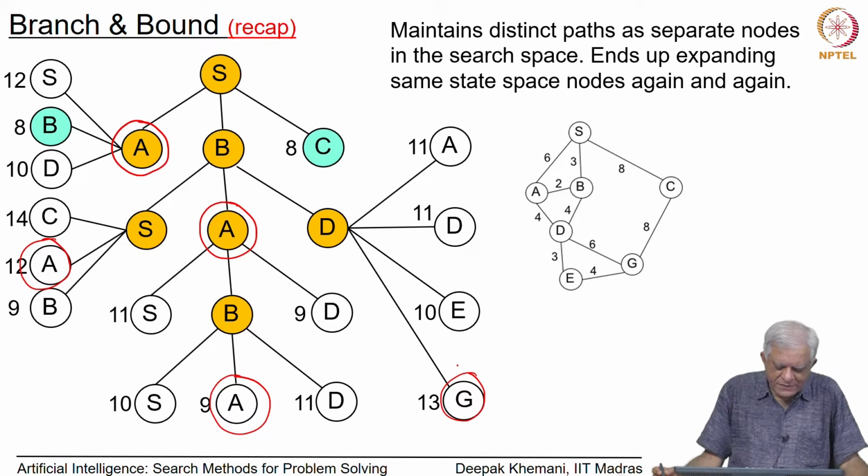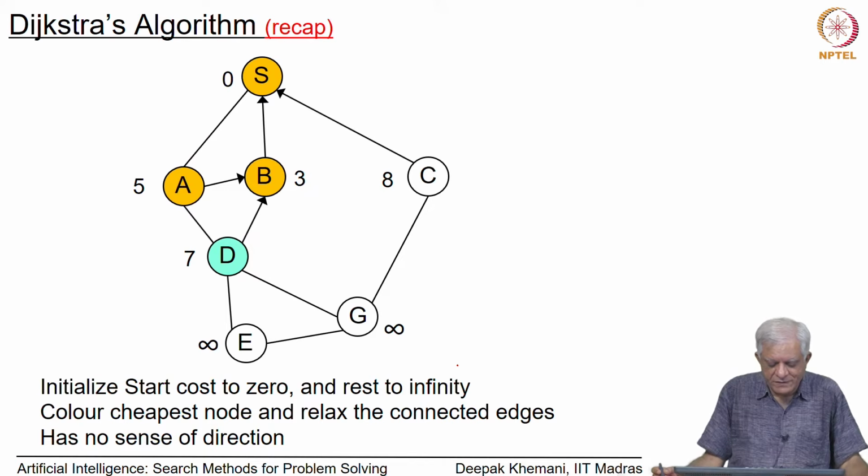So, branch and bound does a fair amount of extra work, but it is focused towards the goal, unlike Dijkstra's algorithm which we also saw. So, just to recap Dijkstra's algorithm, you initialize all nodes, you color all nodes white as they call it in Dijkstra's algorithm, and initialize the start node to the cost 0 and the rest to the cost infinity. And the algorithm says color the cheapest white node and relax the connected edges.